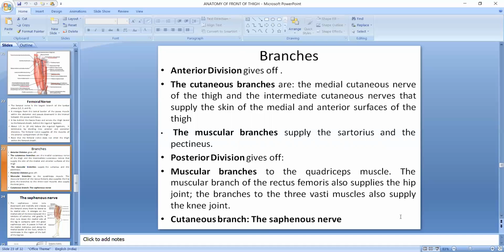Posterior division gives off the muscular branches to the quadriceps muscles, and the muscular branch of the rectus femoris also supplies the hip joint. The branches to the three vasti muscles also supply the knee joint, and cutaneous branch that is the saphenous nerve.